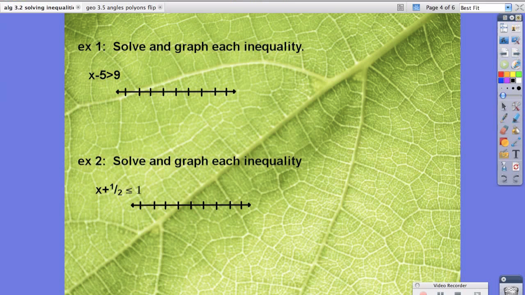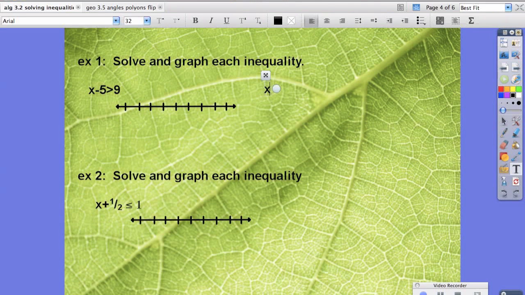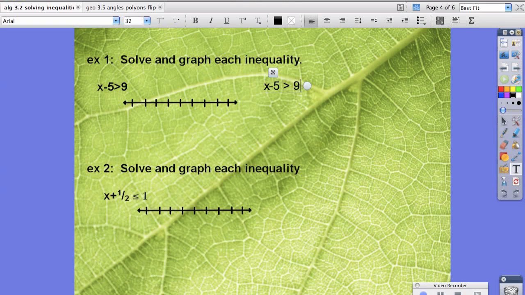It says solve and graph each inequality. Now, the one thing that I want to make sure you keep in mind as we solve this problem is that in the past, sometimes you've been taught to just pretend or make this inequality an equal sign and change it later. I'm actually going to ask you not to do that because a lot of times students forget to change it back at the end. Instead, we're just going to solve it as if it were an equal and just continue to bring down the inequality. So first of all, we have x minus 5 is greater than 9.